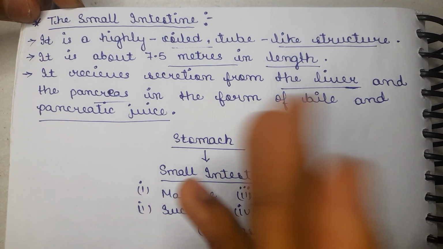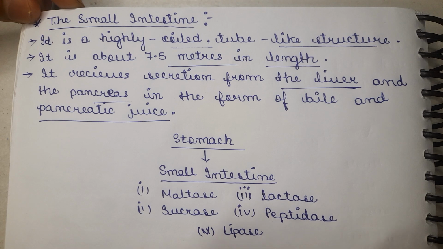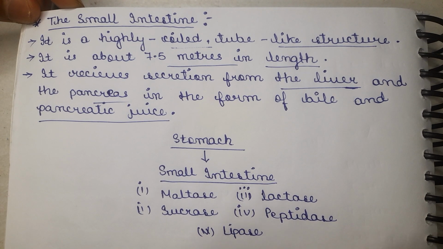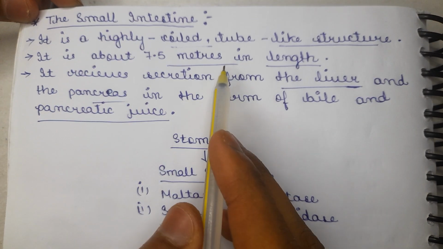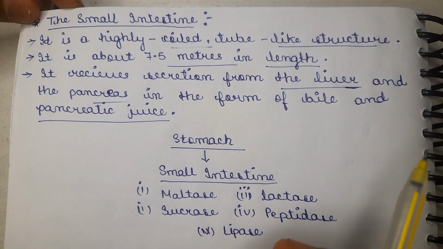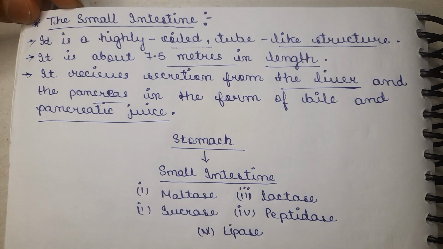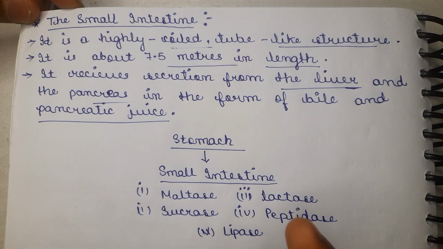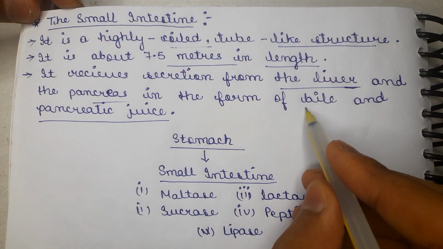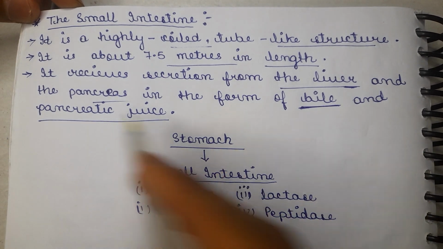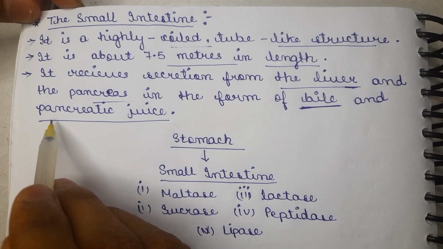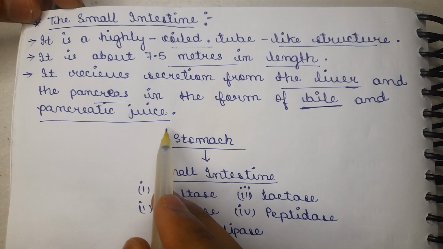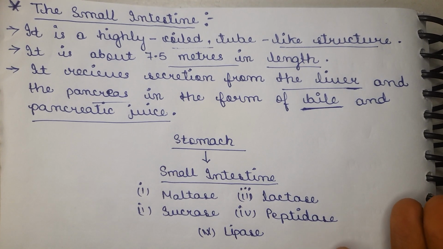So the small intestine is basically a highly coiled tube-like structure. You have already seen it in various human alimentary canal diagrams, and its actual length is 7.5 meters, but it is greater than the large intestine. The third one says that it also receives secretions from the stomach, the liver and the pancreas. From the liver it receives bile, and from the pancreas it receives pancreatic juice. Now the secretions are poured into the small intestine.